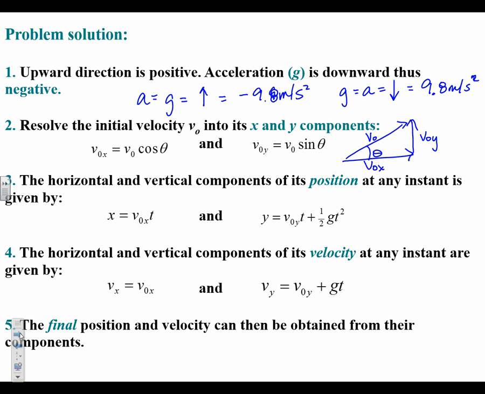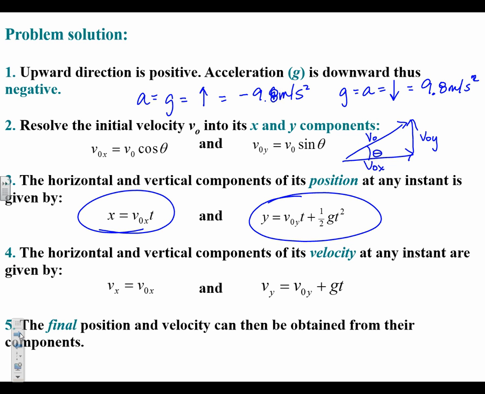All right? Now the horizontal and vertical components of its position at any instant can be found with these formulas. This is the same formula we've been using in the horizontal, and this is the same formula we've been using in the vertical. So remember that you can always find these values, plugging in gravity for acceleration and your VOYs in the correct direction.